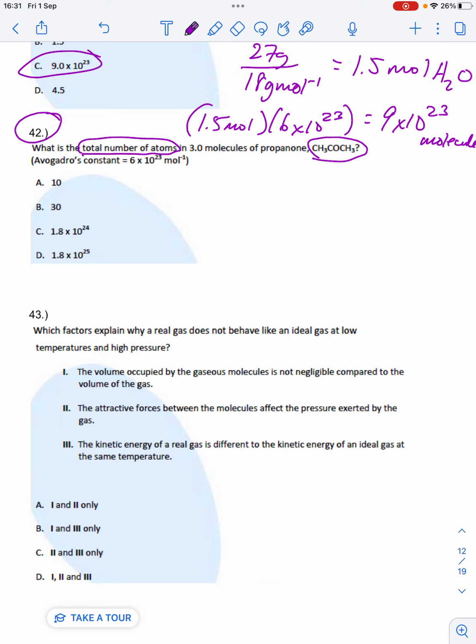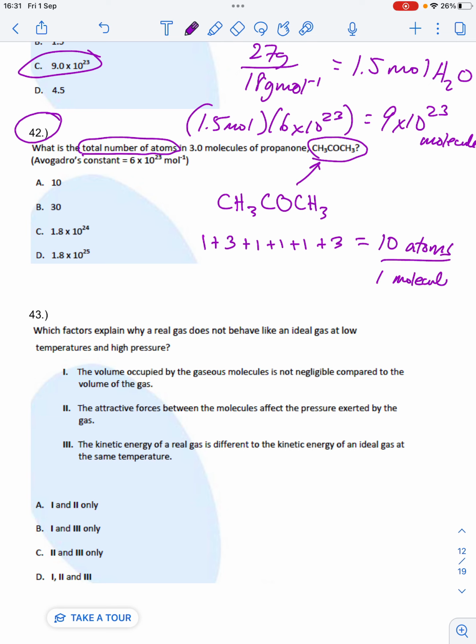So let's count. In this formula, there's a C, that's 1 atom. Then there's H3, so 3 hydrogens, plus 3. Then there's a carbon, plus 1. Then there's an oxygen, plus another 1. And then there's a C, plus 1. And then there's 3 more H's, plus 3. If I add all those together, there's 10 atoms in this 1 molecule. Okay, so how many atoms are there in 3 molecules? Well, 3 times that much, so there's 30.